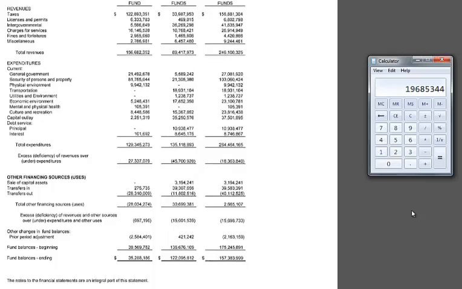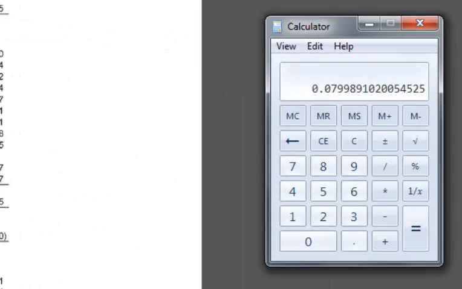The denominator is total governmental fund revenues, and that number is 246,100,325 for a ratio of 0.08. Another way to interpret that is debt service accounted for approximately 8% of total governmental fund revenues in fiscal year 2011.